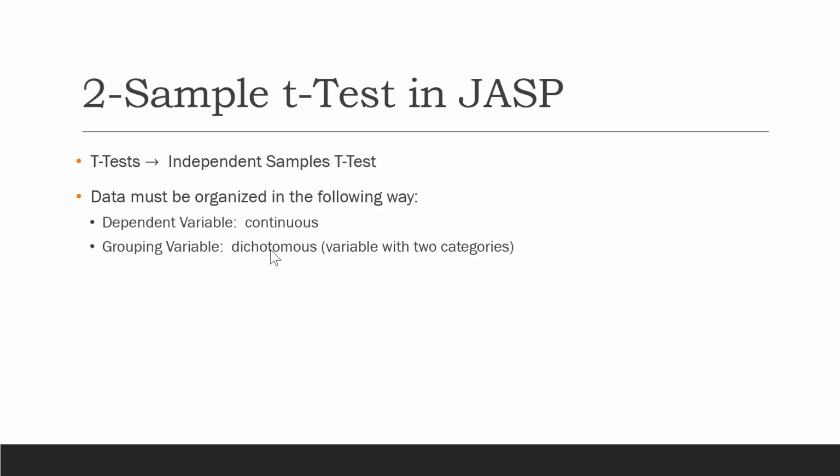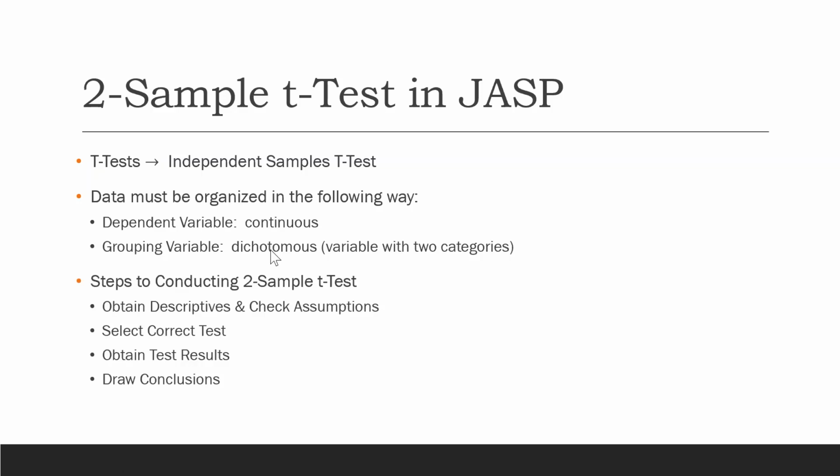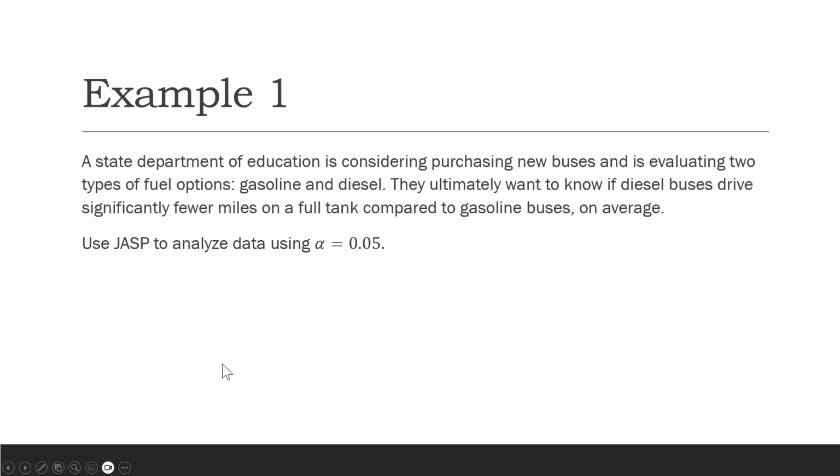Once you have your data organized in that way, you can follow these steps to conduct the two-sample t-test. You want to obtain your descriptive statistics and check assumptions. After you check your assumptions, you're going to select your correct test. Are you going to use the student t-test or Welch's t-test? You're going to obtain your test results, and then you'll be able to draw conclusions. Let's see this in action with this example here.